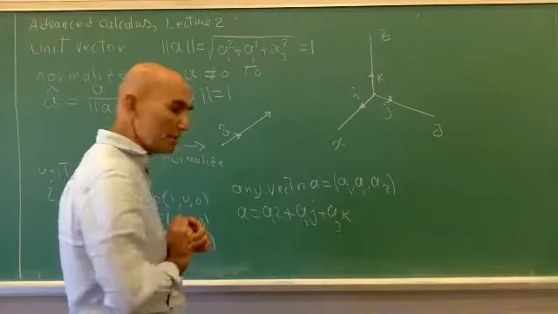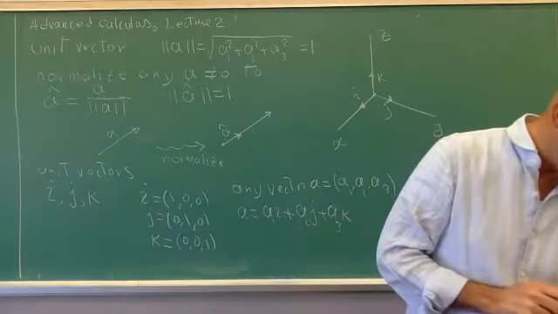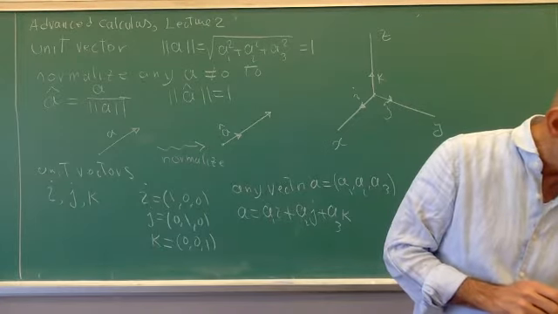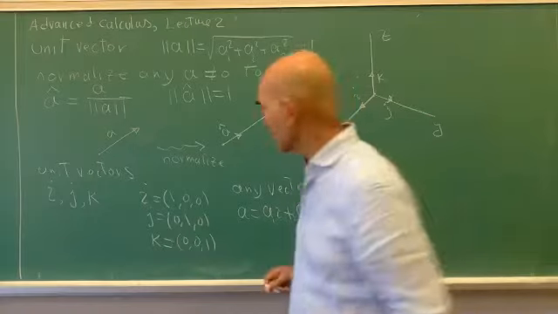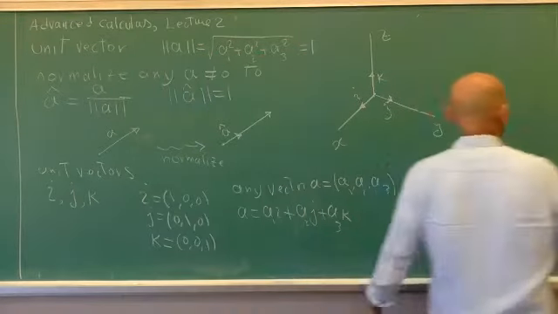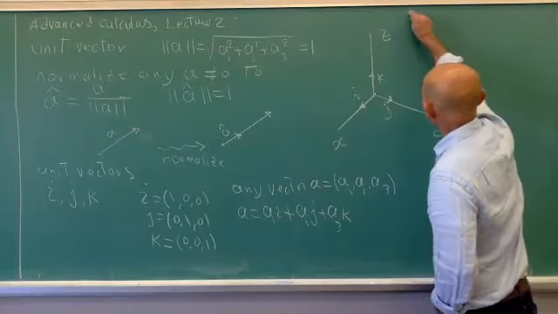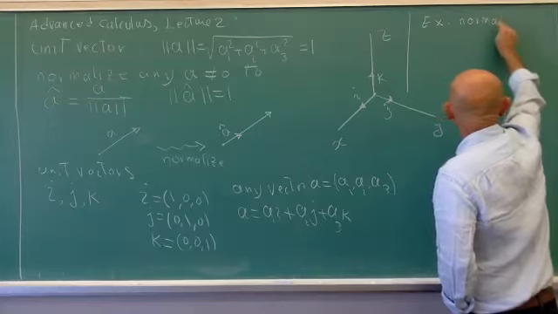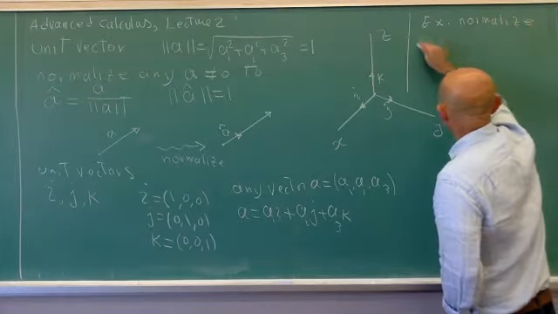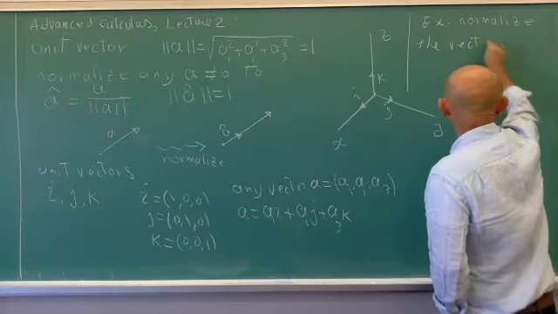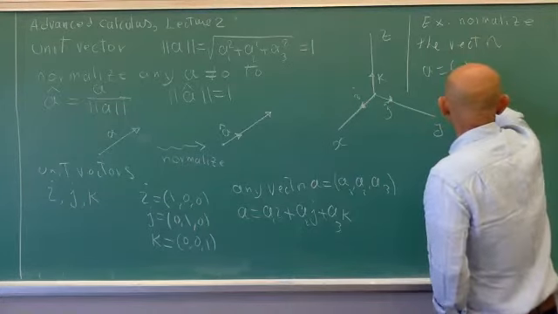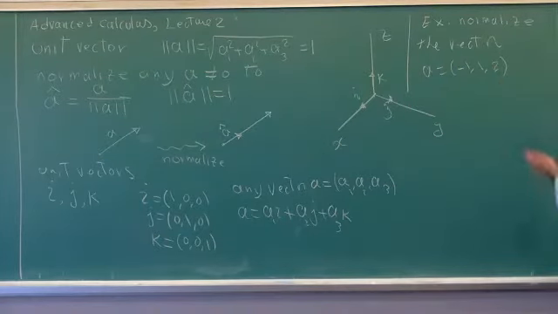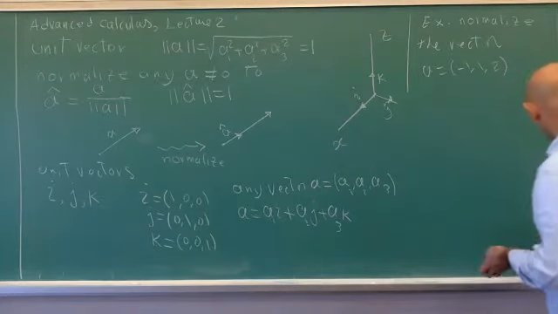What else did I want to say from the previous lecture? One example of normalizing vectors. It's a trivial example, really, but I'll do it anyhow. Here is an example. Normalize the vector A equal to (-1, 1, 2). So it's a vector in 3D space, and we want to normalize it.